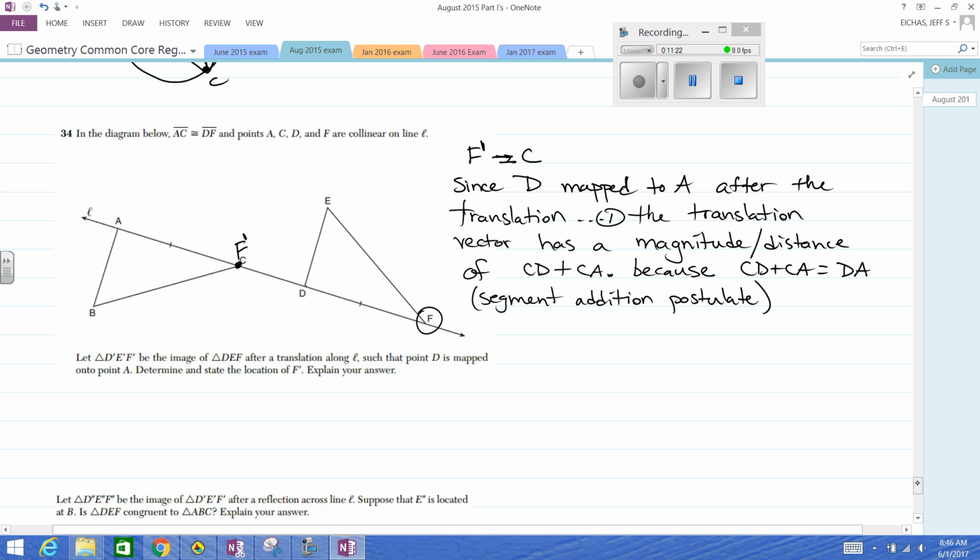Now, every point in a translation moves the same distance. Here's what I'm going to show: that FC is the same distance. So FD plus CD equals FC, right? Again, the segment addition postulate proves that.